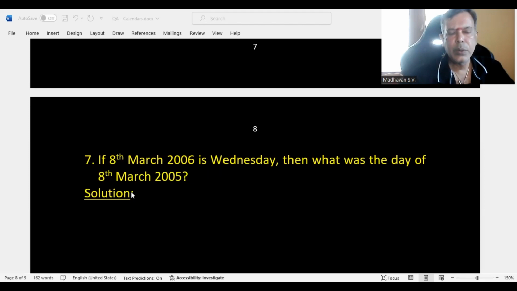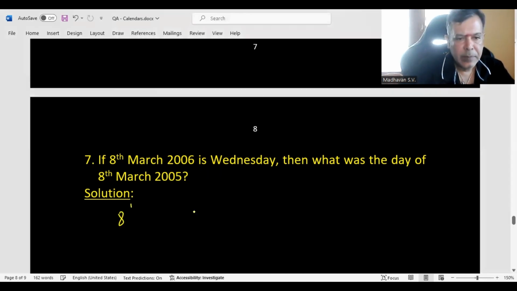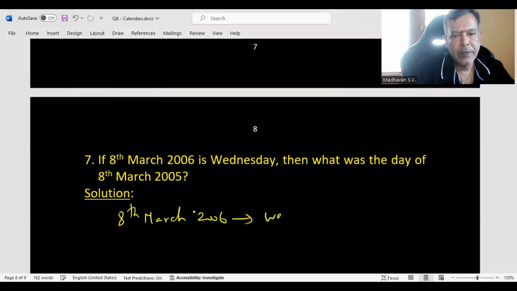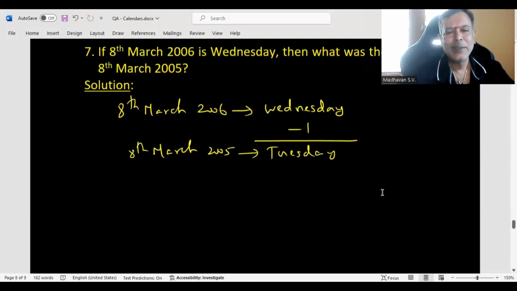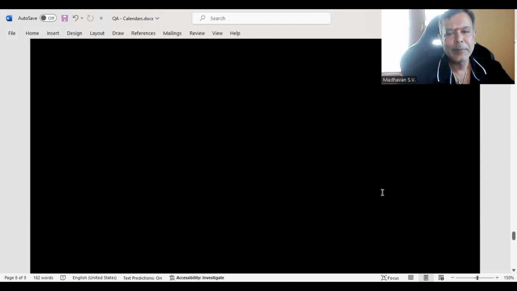If 8th March 2006 is Wednesday, then what was the day of 8th March 2005? So they gave us 8th March 2006 as Wednesday. Both 2006 and 2005 are non-leap years. So when we go back, we have to subtract one odd day, which means Tuesday will be our 8th March 2005. So that is the solution for this particular question.